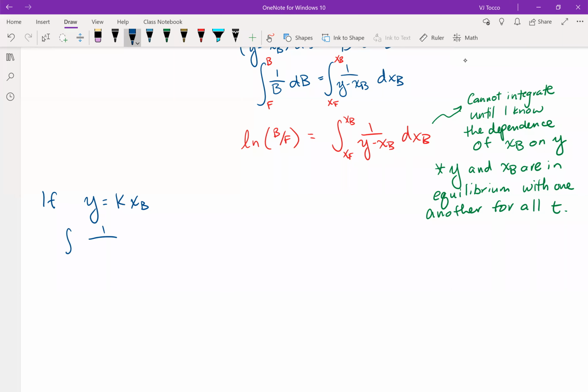The integral of 1 over k minus 1 times xb, dxb, would be equal to 1 over k minus 1, because that would get factored out since k is a constant value. And I'd be left with ln of xb over xf.